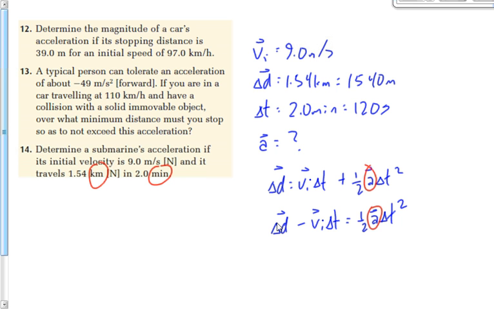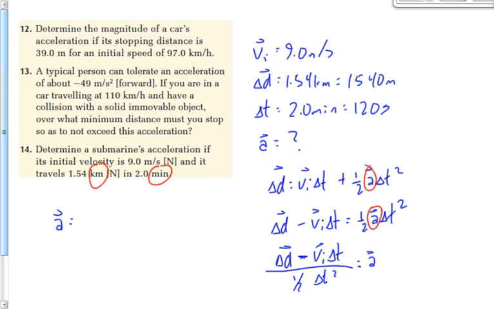Same time? Okay. Since you're answering the question, you get to decide. D minus VIT over 1/2 t squared. That's not in the simplest form, but that doesn't matter. Okay, that's correct. We've just solved for A there. Let's plug some numbers in, though.